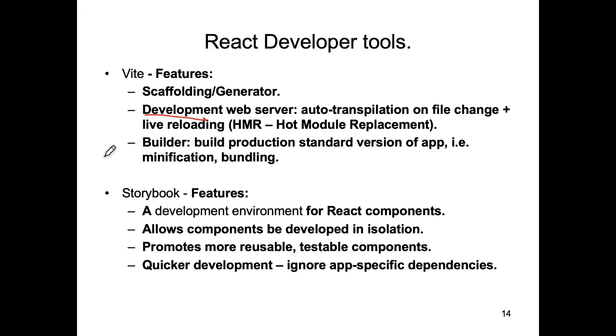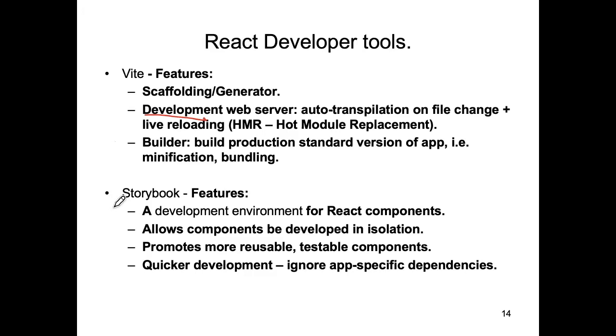The second tool that we're going to use is a tool called Storybook. Now, Vite is a tool that you use for creating an entire React project, whereas Storybook is a tool that you use when you're developing an individual component. And so what it does, it has many of the same features as Vite. For example, it has its own development server as well. But what's nice about Storybook is you can develop a component in complete isolation.